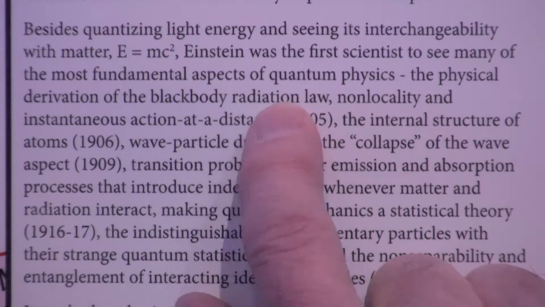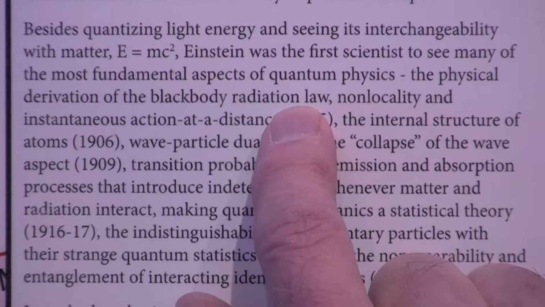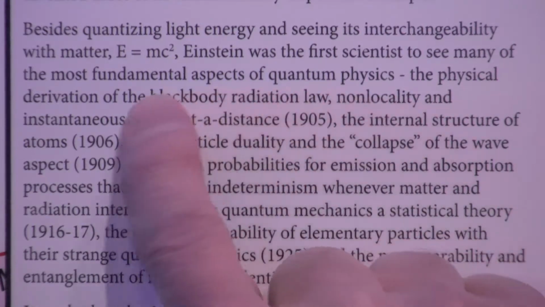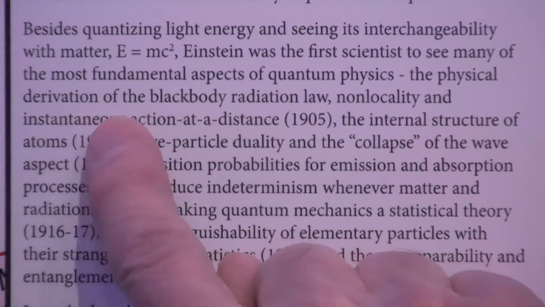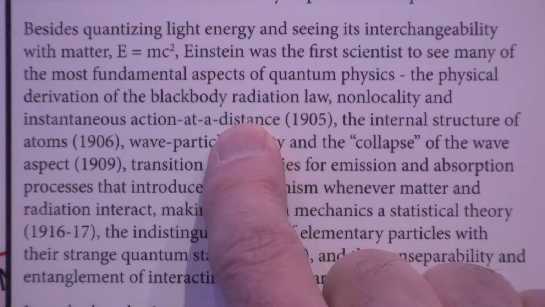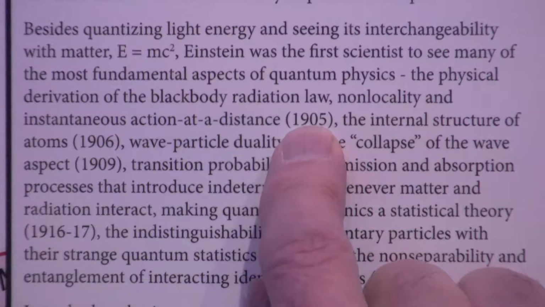So beyond deriving the Planck law, which was the origin of quantization, Einstein did non-locality and the instantaneous action at a distance, so-called spooky action at a distance, which Einstein will make famous a lot later, but he first saw it. I will try to argue that Einstein first saw action at a distance in 1905.